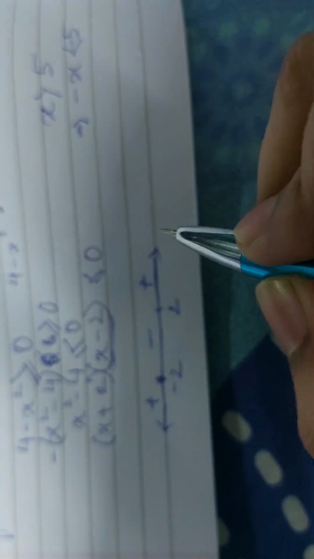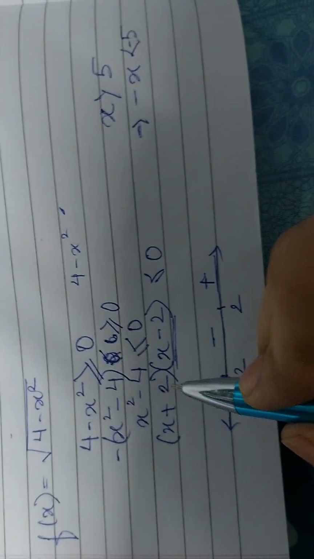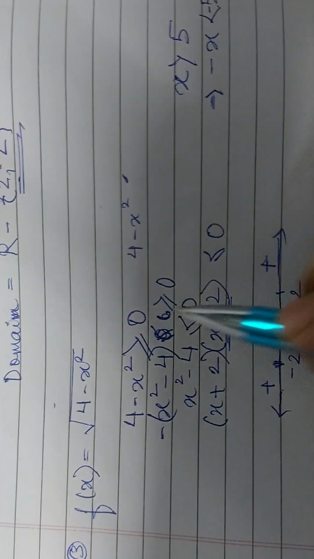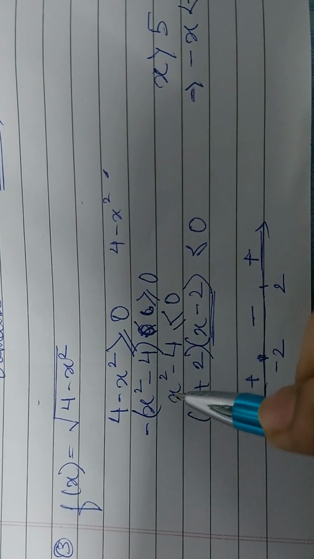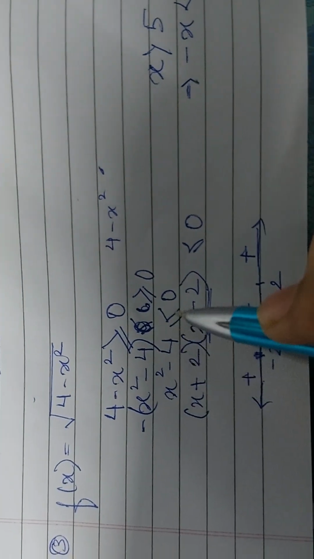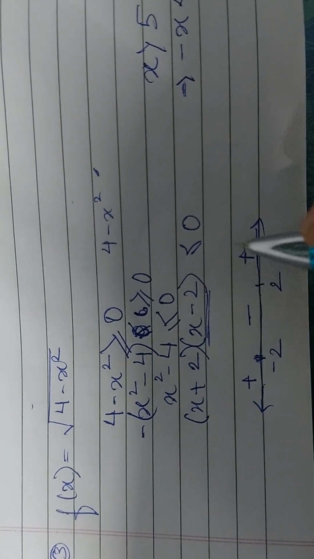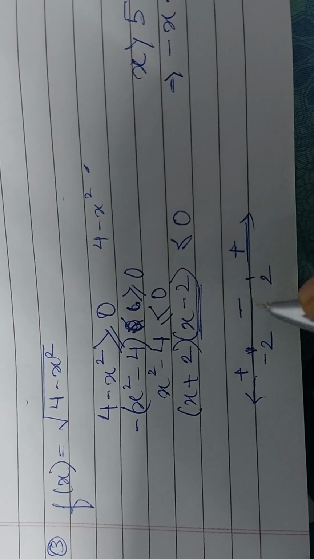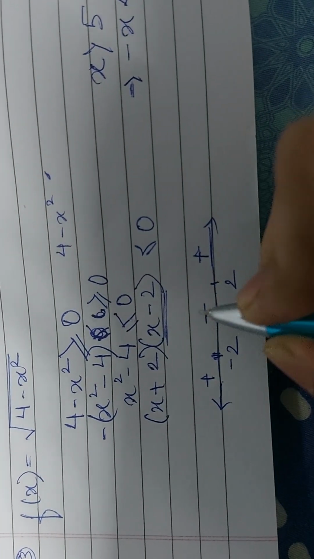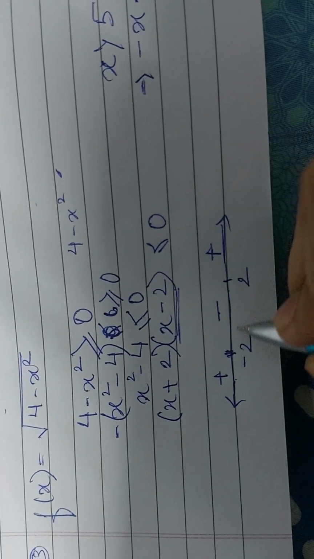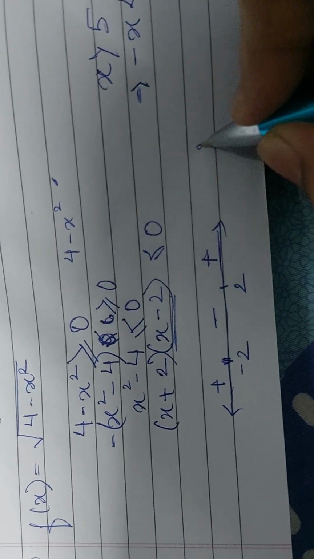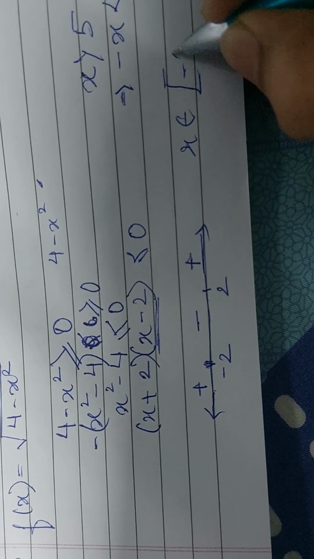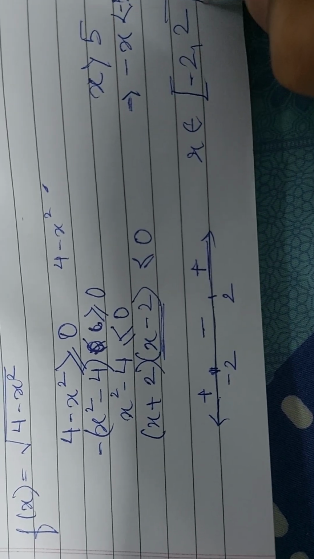Our condition was that the multiplication, the expression x square minus 4, has to be lesser than or equal to 0. Lesser than 0 means negative. Here the negative region means the values of x lie in between these two numbers. So therefore x belongs to minus 2 and 2.